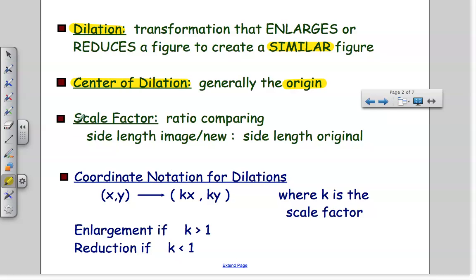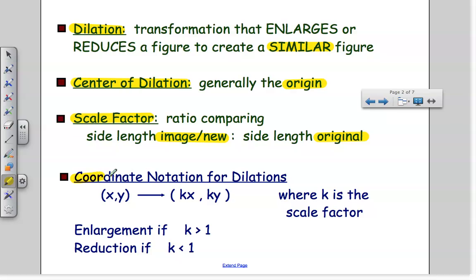When we talk about the scale factor of an enlargement or a reduction, just make sure that the first number you put is the side length of the image or the new figure, compared to the side length of the original. So we're putting the new thing first, then the original. In that way, it's easier to tell whether you're making it larger or smaller, because if the new thing is bigger, then the bigger number you'll see first. If the new thing was smaller, the original was larger, then you'll see the smaller number first. So that's kind of nice.